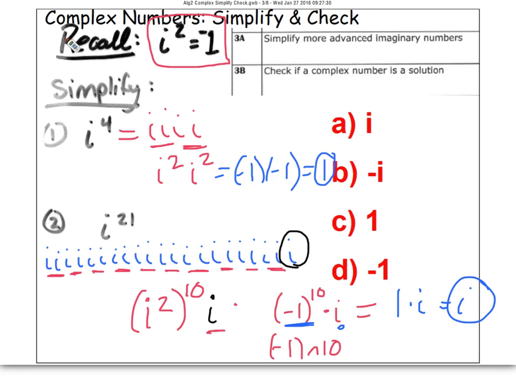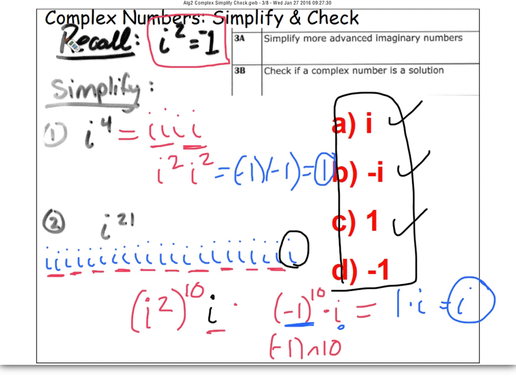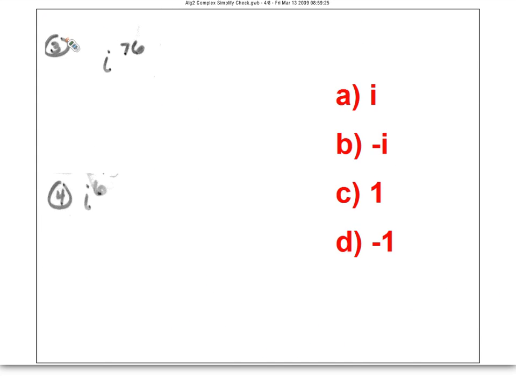So for these types of problems, you're going to get one of 4 answers. You'll either get i, -i, 1, or -1. Anything else other than that would be wrong for certain. Let's look at 2 more. I'm actually going to go to number 4 first, i to the 6th power.